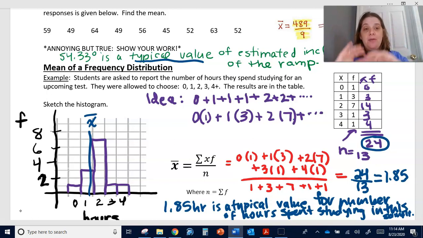So that's how we want to think about the mean as a typical value of the variable. The idea of a mean and a median, both of them, is that you're trying to come up with one number that represents the whole data set, that kind of gives you an idea of what that data set means.